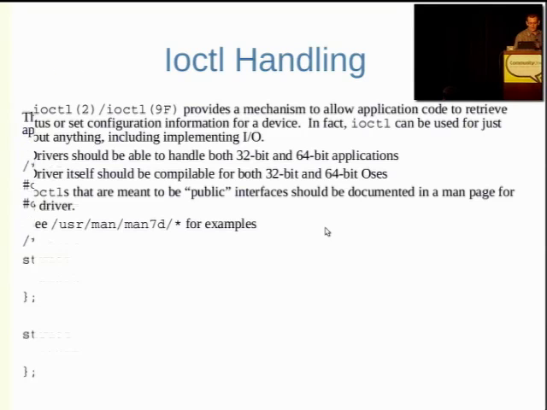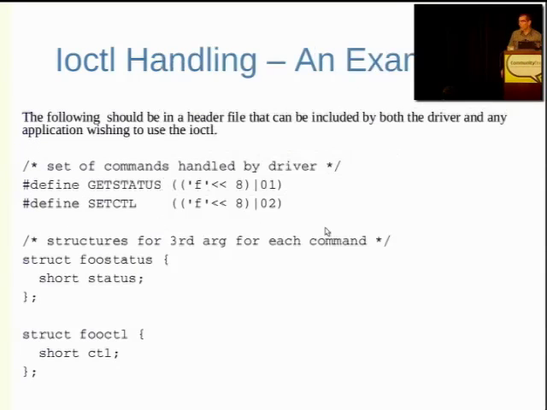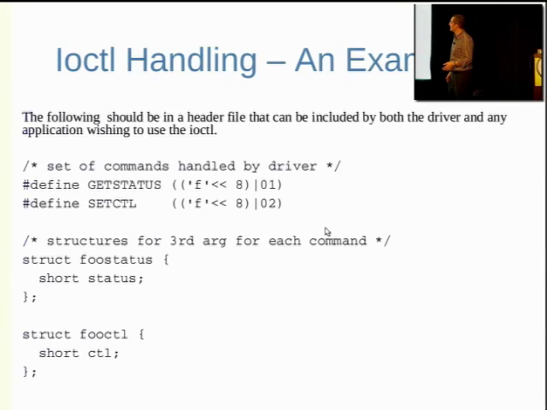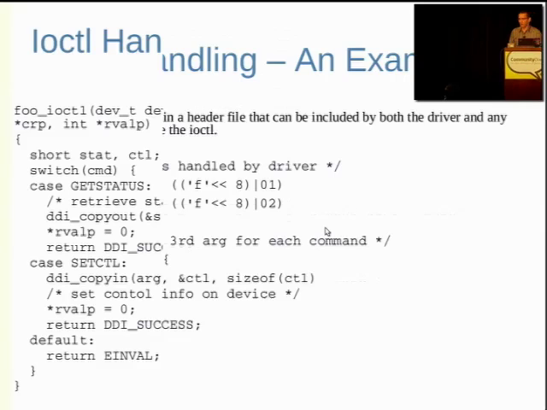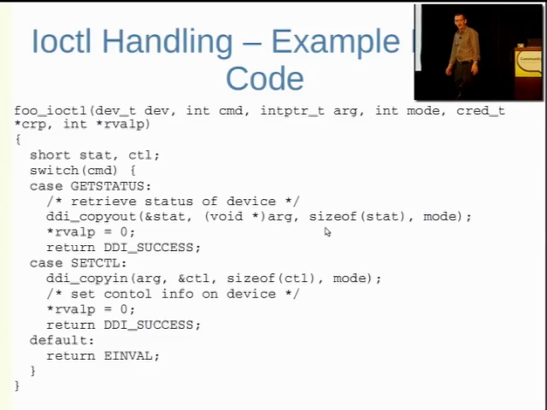Here's a little example. Most ioctls either retrieve status or set control information. We've got two commands here, get status and set control. And we'll have a structure for the third argument, the user-level third argument, short status or short control. Here is the driver, a switch statement for ioctls.